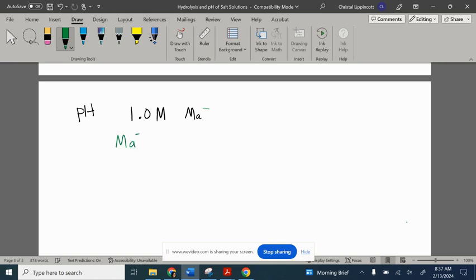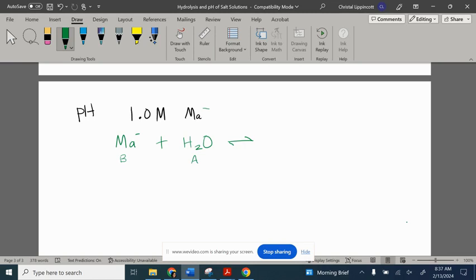I don't know what the formula for methylamine is, so we're just making something up, y'all. And it works. It's okay. We're going to add that guy to water. If he goes into water and he's a base, what is going to happen to this water? This is a base. This is an acid. What's going to happen on the other side?